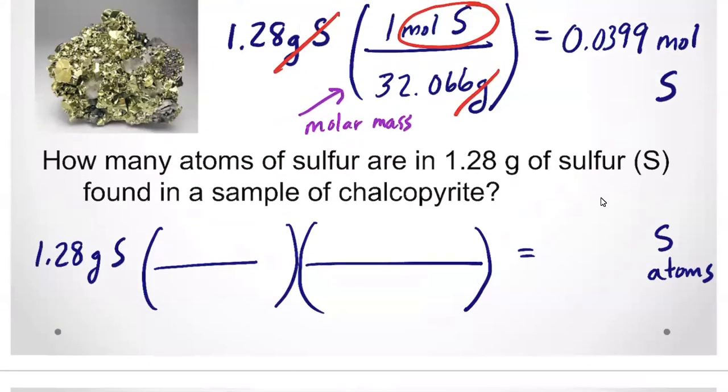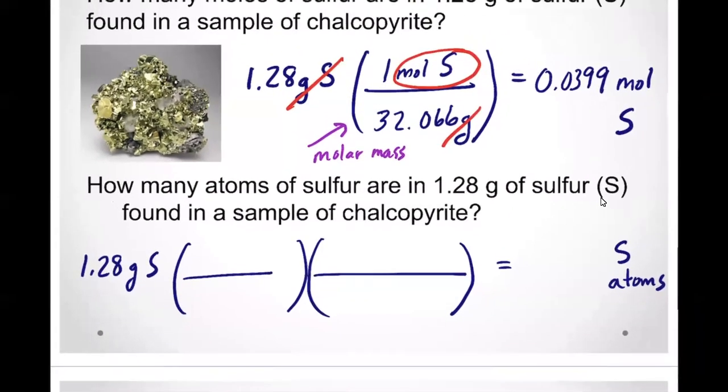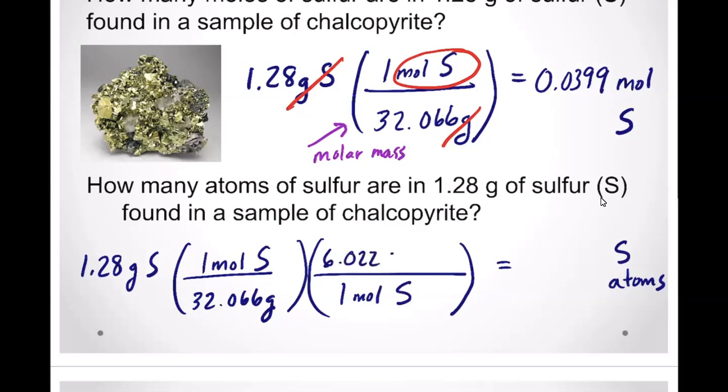Okay, the first one is just like above. So going from grams to moles, 1 mole of sulfur is 32.066 grams. And then using dimensional analysis, put moles in the denominator. 1 mole of sulfur is 6.022 times 10 to the 23rd atoms. That's the particle. Okay. Grams of sulfur cancel, moles of sulfur cancel. Our answer will come out in atoms.